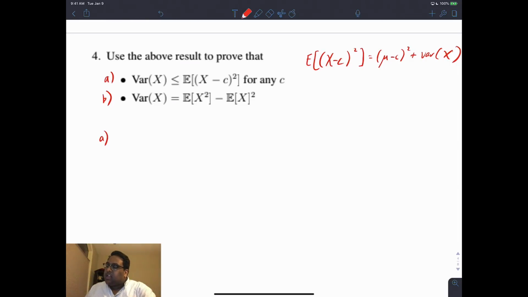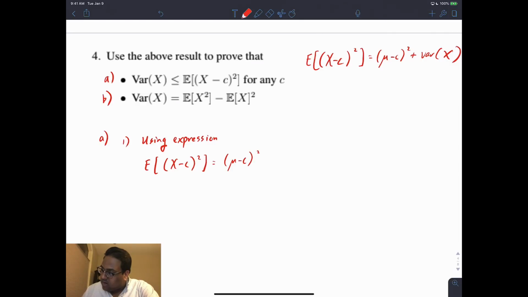Okay, and there are two ways we can do this. One is using this equality that we found in the last part, and there's another way we can do it using calculus. We'll do both ways now. So one, using the expression. Why don't we start with this again? Expectation of x minus c squared is mu minus c quantity squared plus the variance of x.